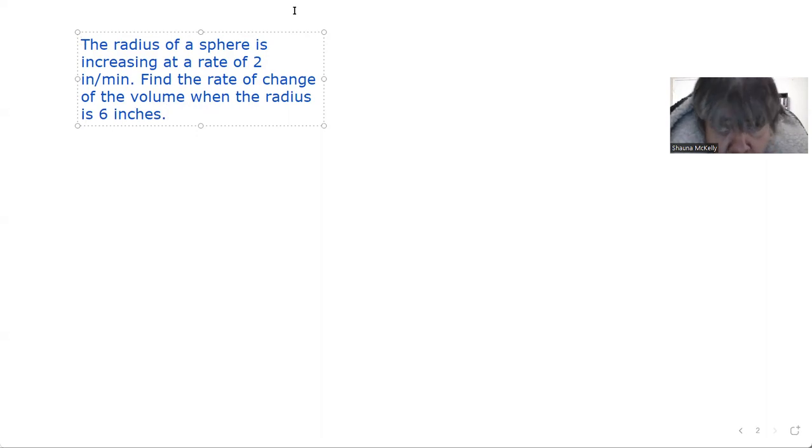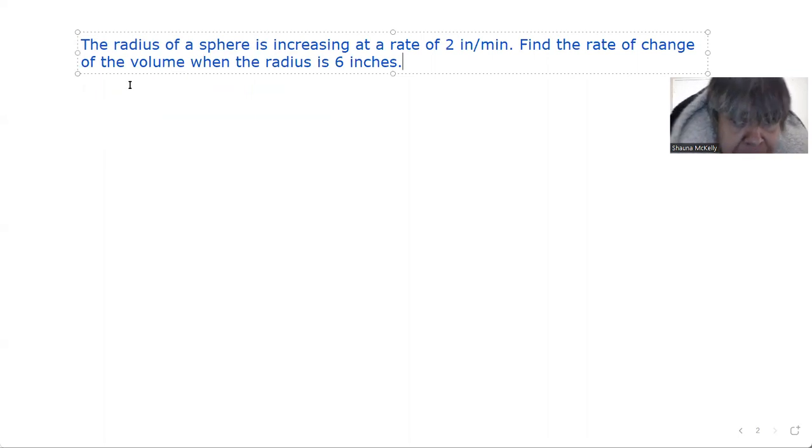Okay. So the first thing I'm going to do, and you can streamline some of this process once you know more about it, but for the sake of clarity, I'm going to do the whole thing. So the radius of a sphere, okay? So I know that I have a sphere here, okay?